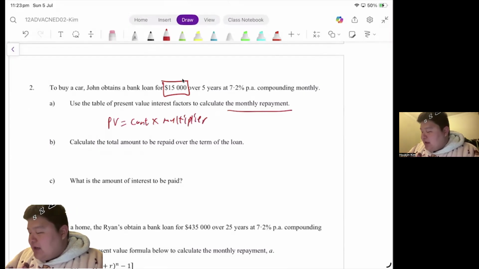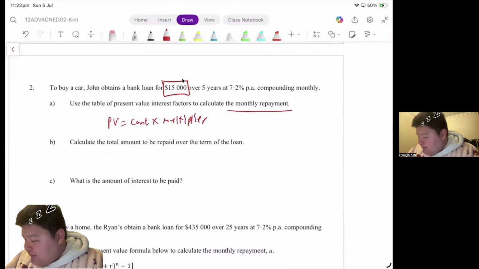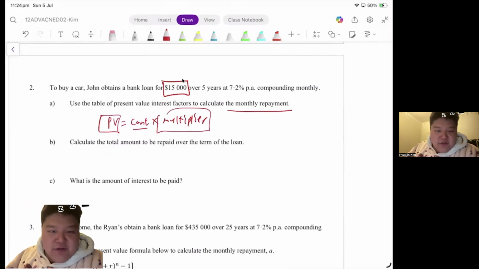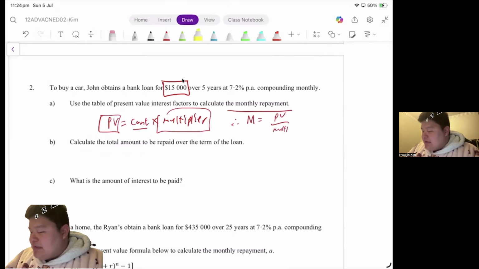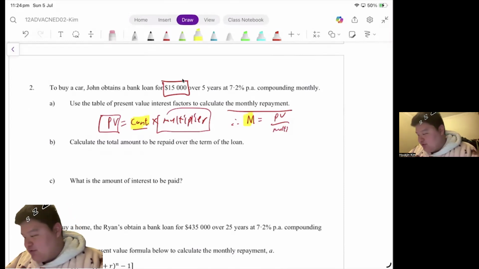So now, because we have the $15,000 and we can find the multiplier, we just need to find the contribution, which means we'll have to divide. M equals PV over multiplier. Sorry, if I'm being misleading, contribution I just refer to M. That's what I do. And also HSE typically likes that too.